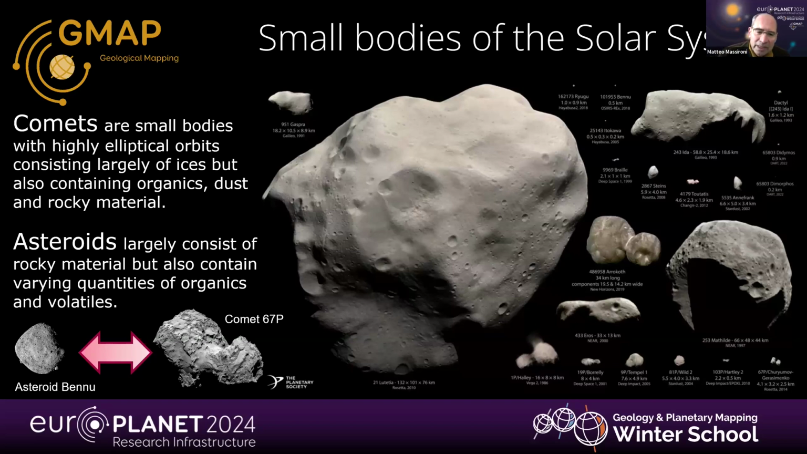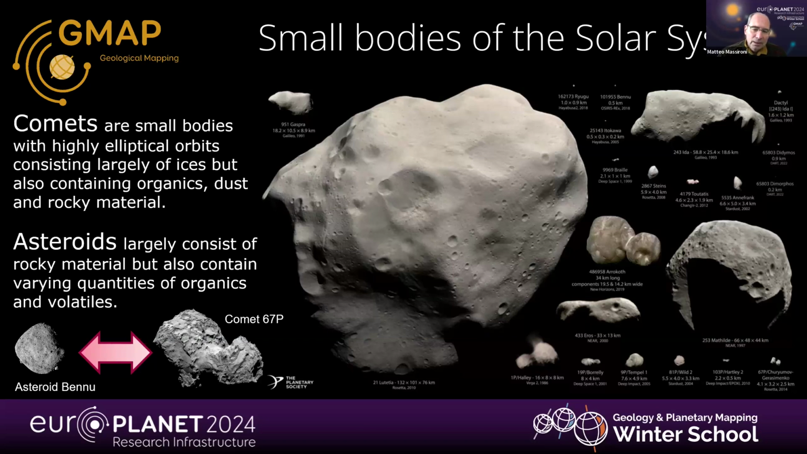So the asteroids are made up of rocky material mainly, with some iron eventually, and small quantities of organics and volatiles. They have an elliptical orbit, and most of them are in the asteroid belt, but we will see where they come from. And the comets are icy bodies, but normally contain a lot of organics, and can contain silicate dust and some rocky material.